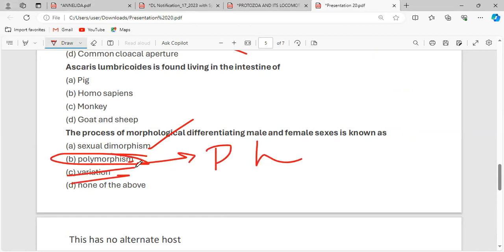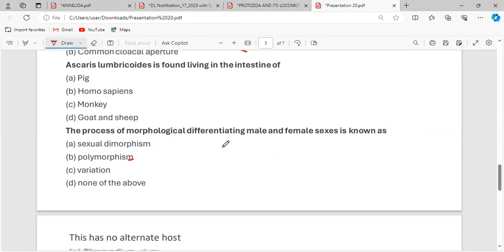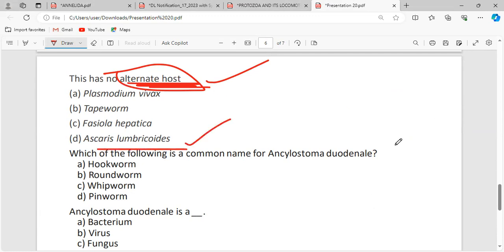And what does variation mean? This is a different chapter: biodiversity, variation, and all. Now see, again the question will be from the host. There is no alternative host, which means there is no intermediate host, so the answer will be Ascaris lumbricoides.